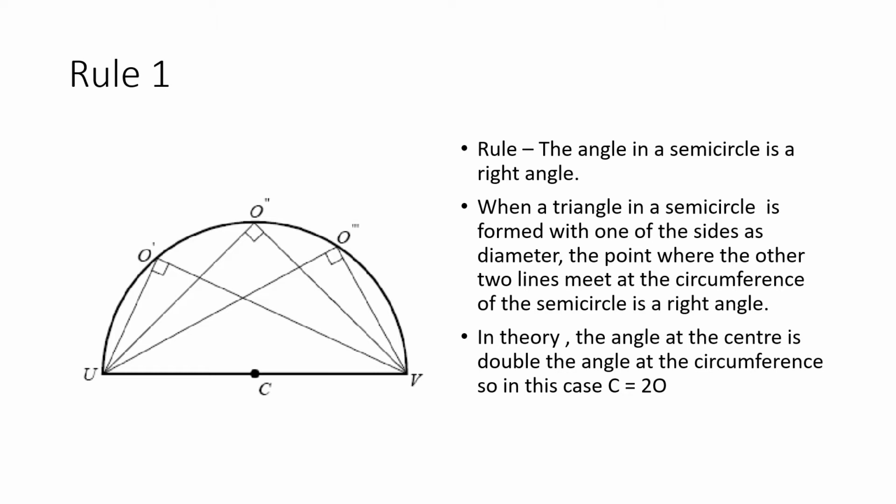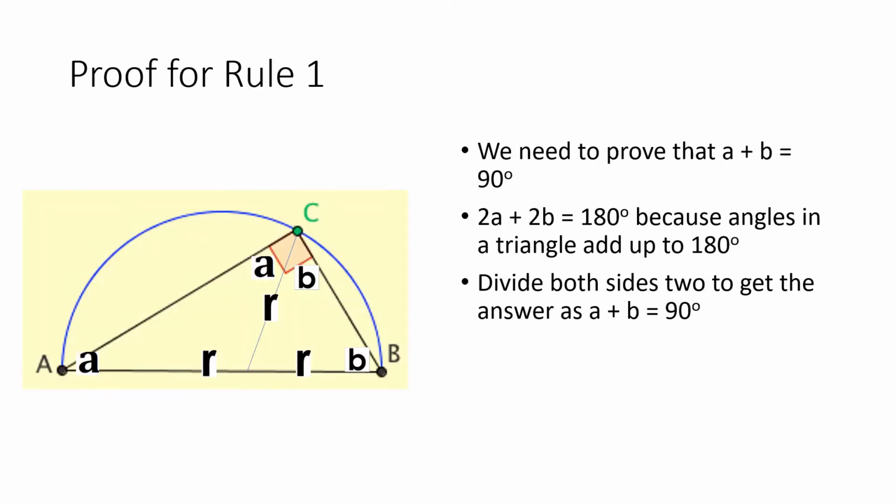So on the diagram on the left, we can see that O1, O2 and O3 are all right angles formed from triangles which have the base as the diameter. In this case, the diameter is UV and the center is C. In theory, the angle at the center is double the angle at the circumference. So in this case, C equals 2O, so then C is 180 degrees.